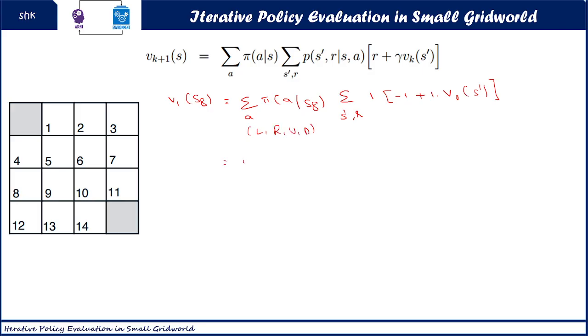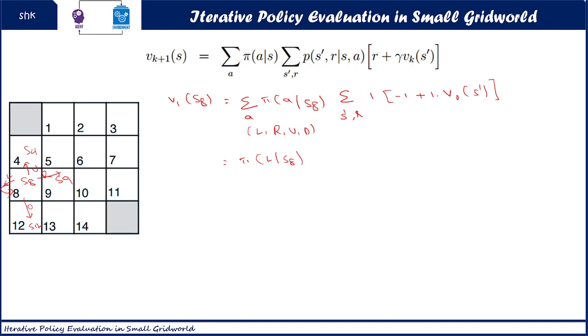So this is equivalent to pi of the action towards the left side from S8. When we take the action towards the left side, as we don't have any state on the left hand side, we fall into the same state. For the right action, the transition is to S9. For upward, the state transition is S4. For downside, the state transition is S12.